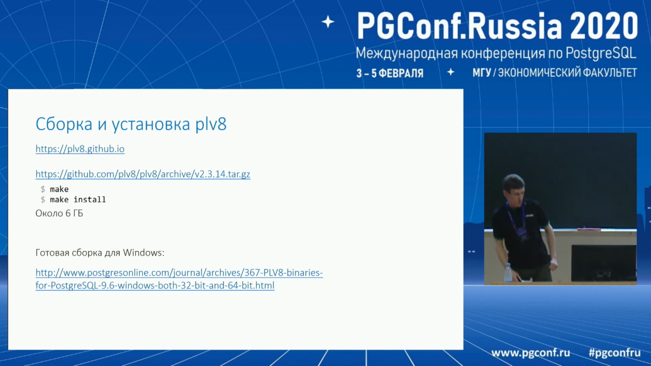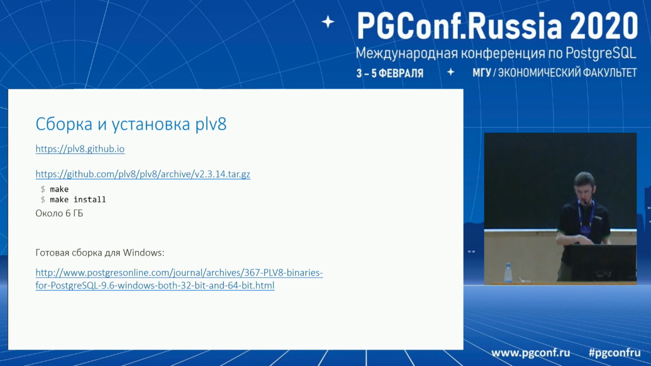plv8. Yesterday, Ivan Ponchenko said that it does not exist for Postgres 12, but it's not a problem. We can assemble it easily. You know, I work with Windows more than with Linux, but I managed to assemble it because you should just download the archive, make and install it, but it actually downloads all the source items of Chromium, because V8 is Chromium, and it will take you about 6 GB of space and quite a lot of time.